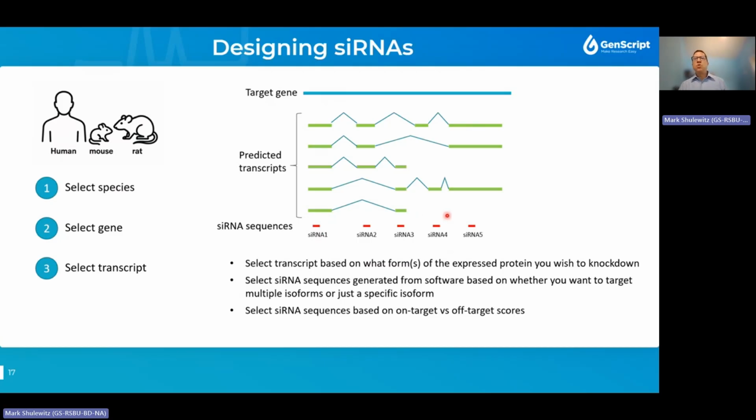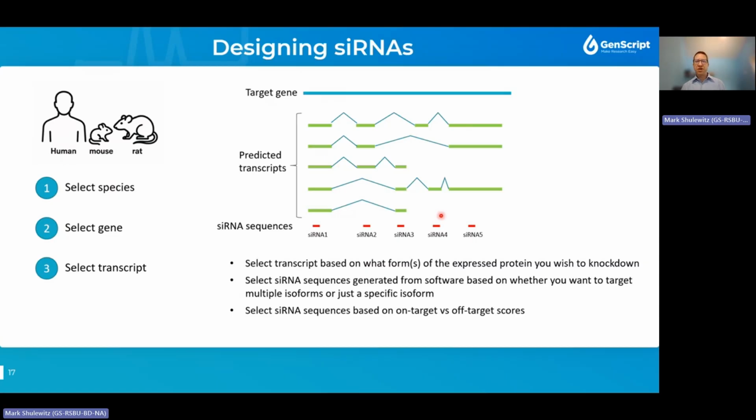The flip side of that is if you want to only knock down a specific transcript, so say in this case you only want to knock down transcript number 4, in that case, choose the siRNAs that are designed that are specific for a sequence that's unique to that transcript. So that would be represented by siRNA number 4 here. So after choosing your sequences based on whether you want to knock down a single transcript or all of them, then the final step is just to review those sequences.